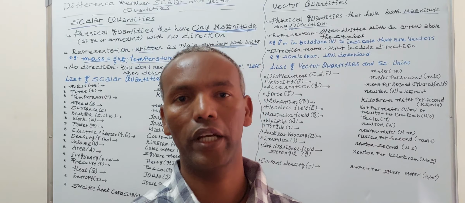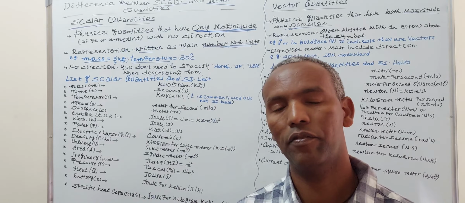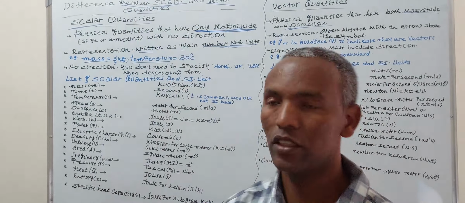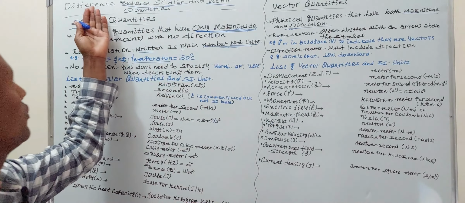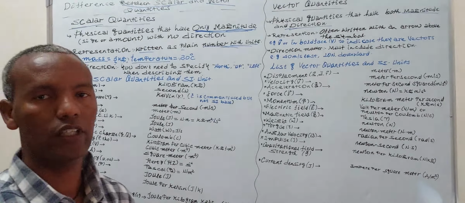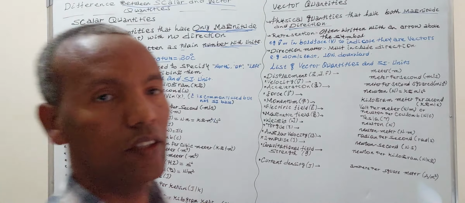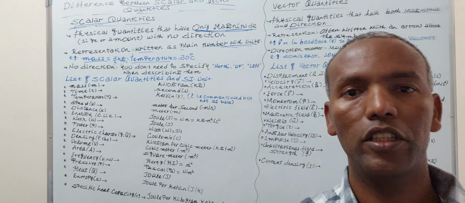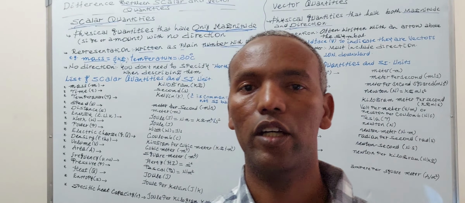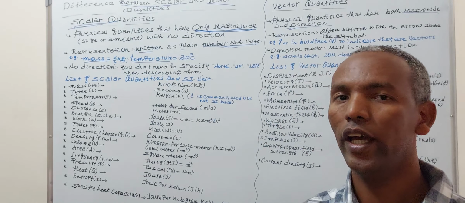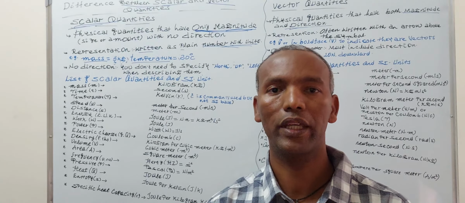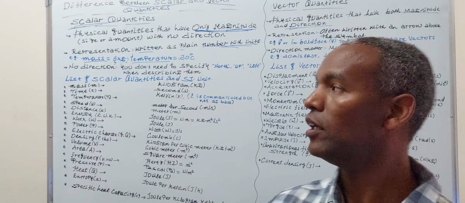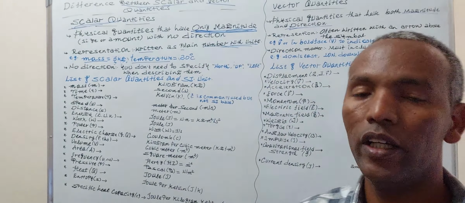In this section, I will break down vector and scalar physical quantities for you. As you can see, there are a couple of differences between vector and scalar quantities. Scalar quantity means a physical quantity which can be expressed using only a magnitude. We can express a scalar physical quantity using only magnitude. Don't forget this one.